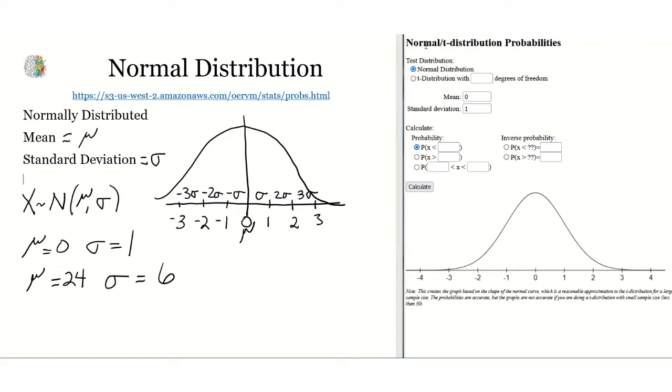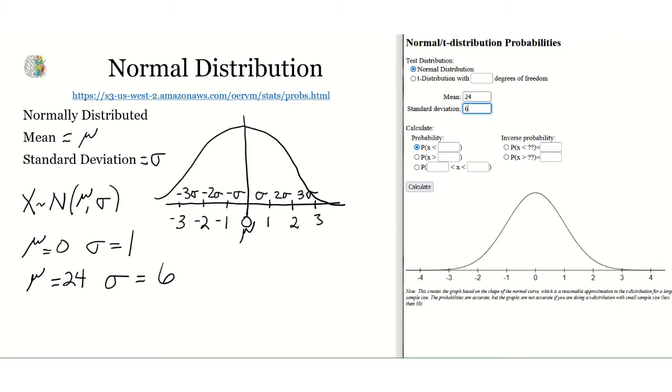The first thing I want to do when I'm using this calculator is make sure that the normal distribution button is clicked. You'll notice it also has the option to do t-distributions, and we will go over those in a future video. So right now we're working with normal distribution. We're going to go ahead and change our mean value to 24. We're going to change our standard deviation to 6.